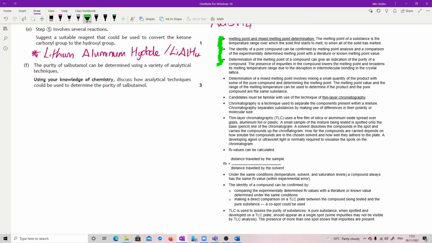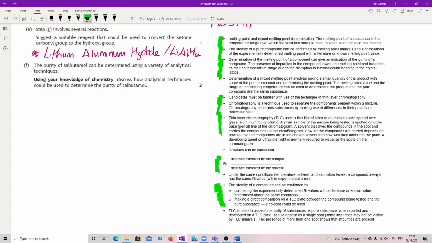Here, we start off with mixed melting points and melting point determination. Okay, that is going to give you, apart from an identity of a pure compound, an idea of the purity of that. Then we have thin layer chromatography, so chromatography as a mechanism to determine purity. You're looking for a single spot in exactly the right place, basically, and you could talk about your Rf value for that. And we've got identity of a compound down here. It says it could be confirmed by comparing experimentally determined Rf values, or making a direct comparison with a control spot.